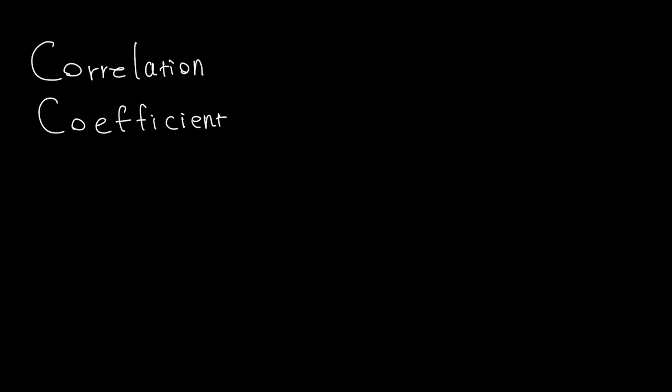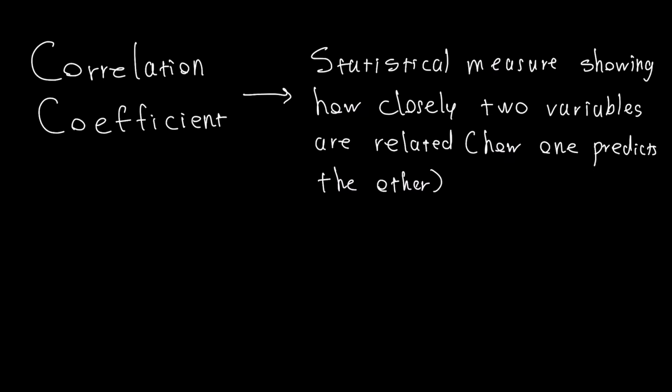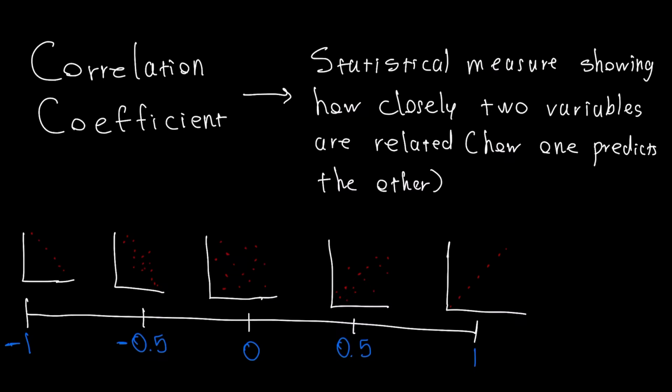Okay, so let's talk about correlation coefficient. The correlation coefficient is a statistical measure that shows how closely two variables are related to one another, or how well one predicts the other. If you look at the scale, correlation coefficient can go from -1 to 1.